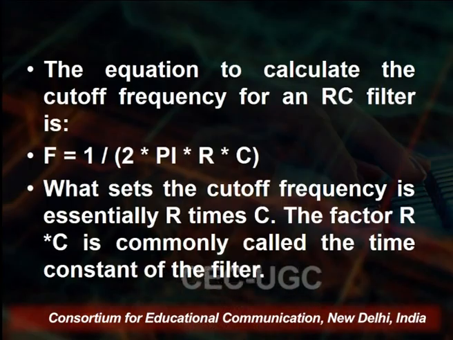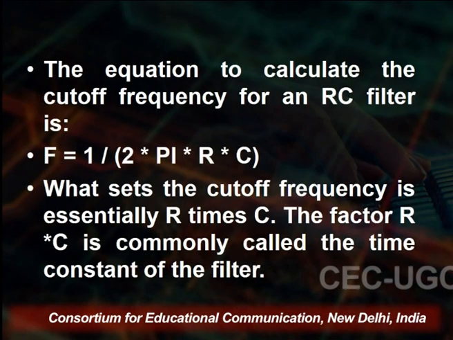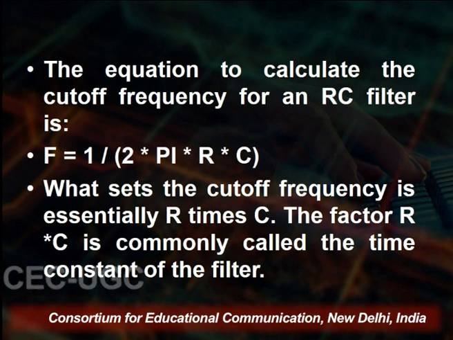The equation to calculate the cutoff frequency for an RC filter, which you see on the screen, is f = 1 / (2πRC). What sets the cutoff frequency is essentially R times C. The product RC is commonly called the time constant of the filter. So this is f = 1 / (2πRC).